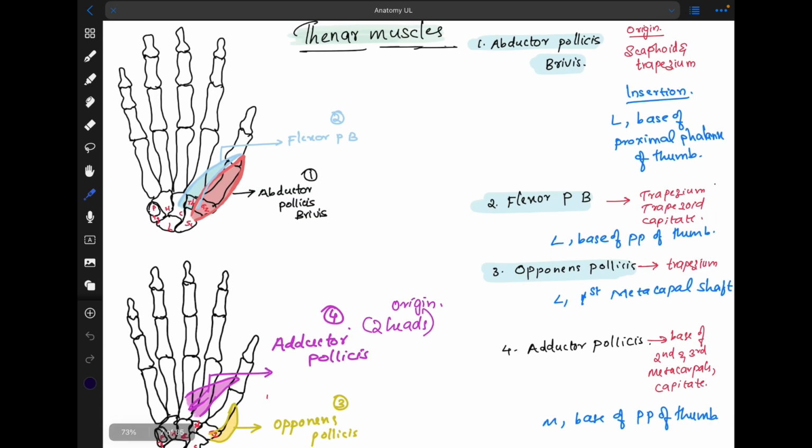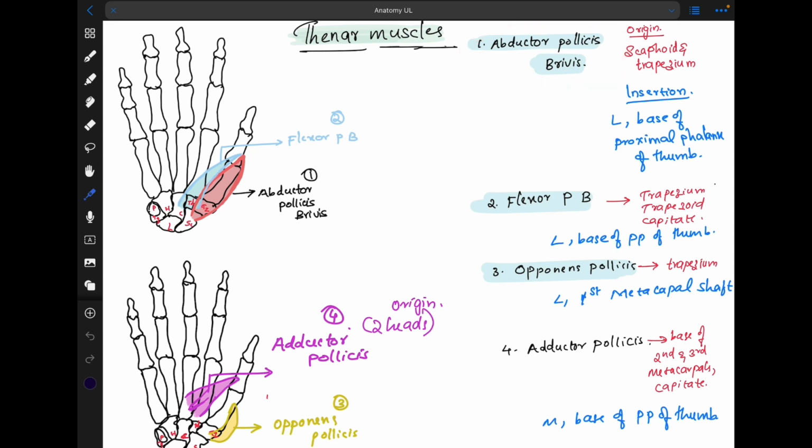So we have 4 thenar muscles, that is abductor pollicis brevis, flexor pollicis brevis, opponens pollicis, and adductor pollicis. This word pollicis corresponds to the thumb. Please just remember these 2 figures, so it will make it easy to understand the origin and insertion. First is abductor pollicis brevis.